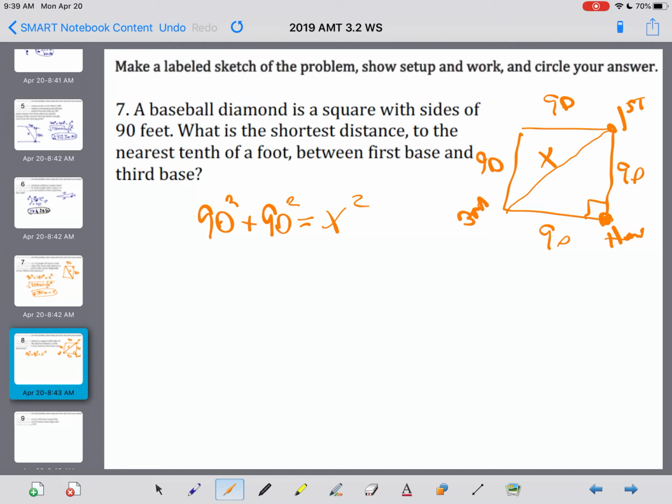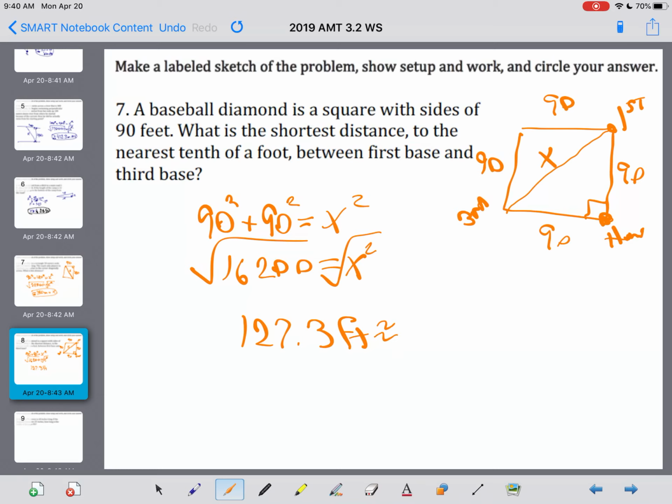I'm going to go ahead and calculate that. And we get 16,200 for x squared. So I'm going to go ahead, jump on the calculator here. I get 127.3 feet approximately, plus or minus, but I only want the plus. So there you go. Not too many times will you run from first to third directly, but a lot of times there'll be throws from third to first or first to third.